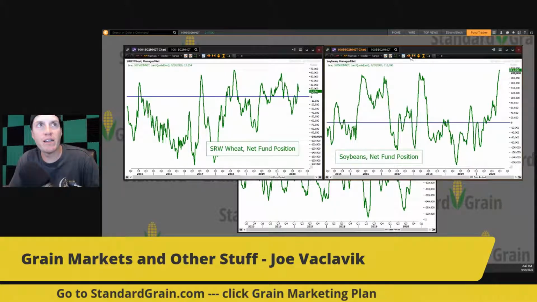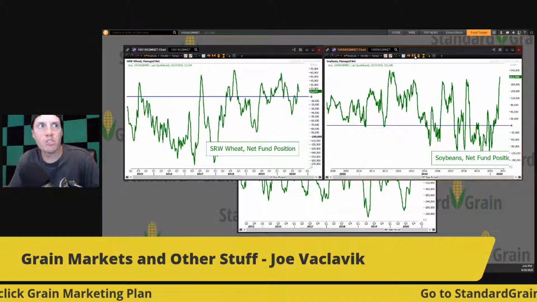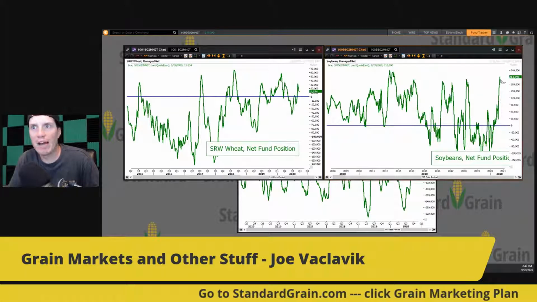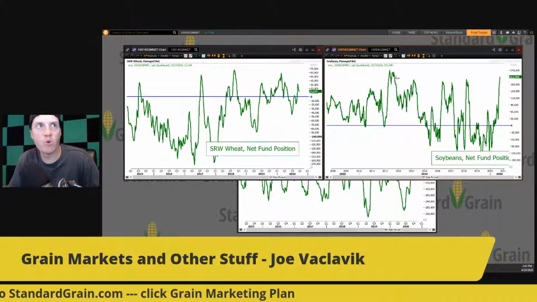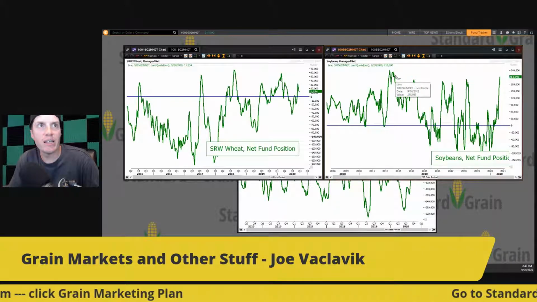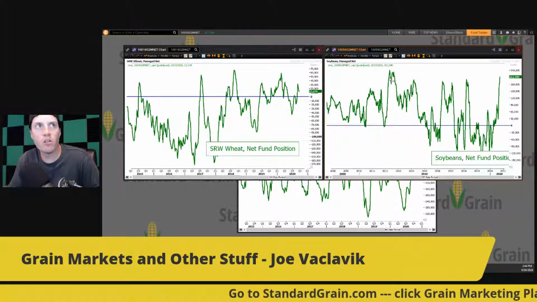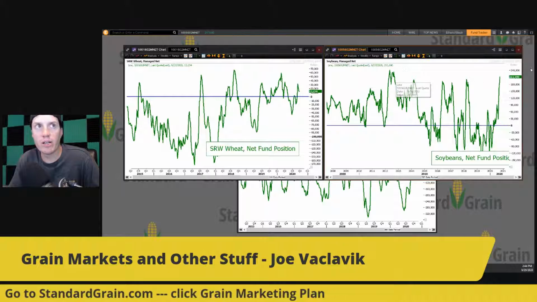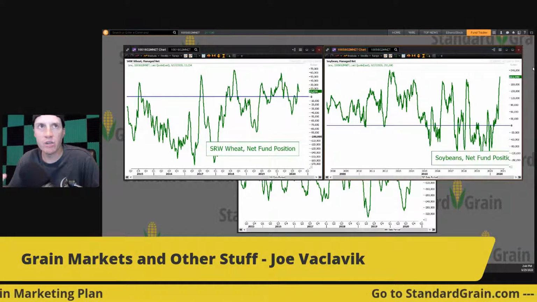But in any case, if I go back and look at the longer term version of this soybean chart, this goes all the way back to 2007, which is essentially where the modern record keeping began. You can see that there was only one other time, and that was spring, summer, and fall of 2012, when fund traders were long more than 200,000 contracts of soybeans. It's never happened in any other instance.